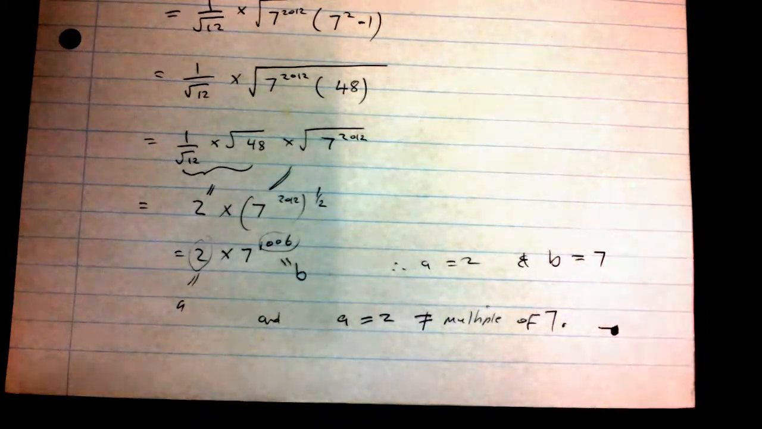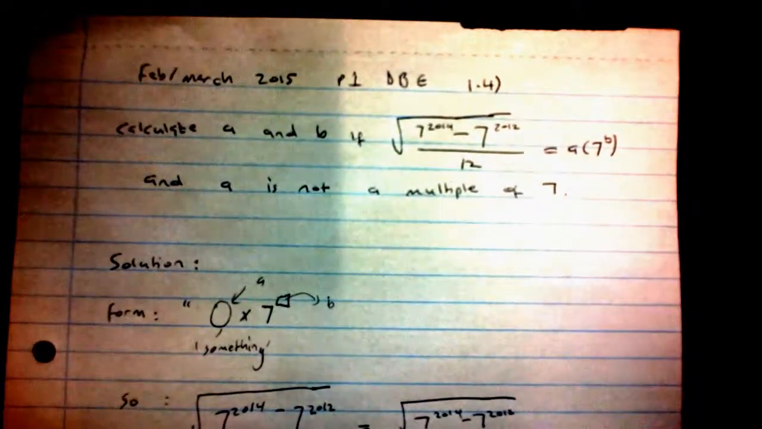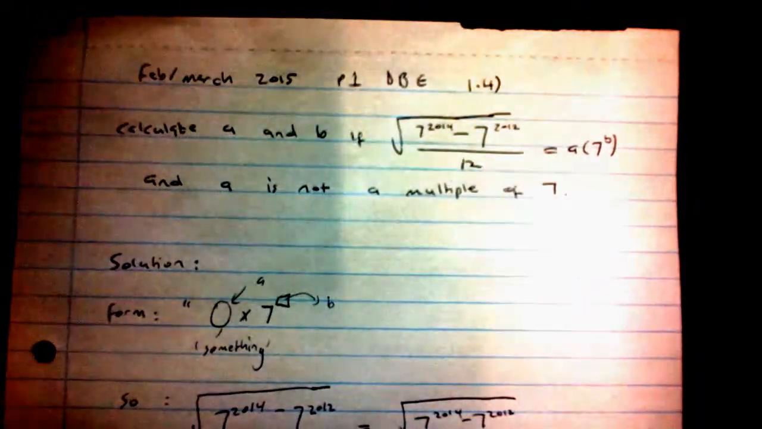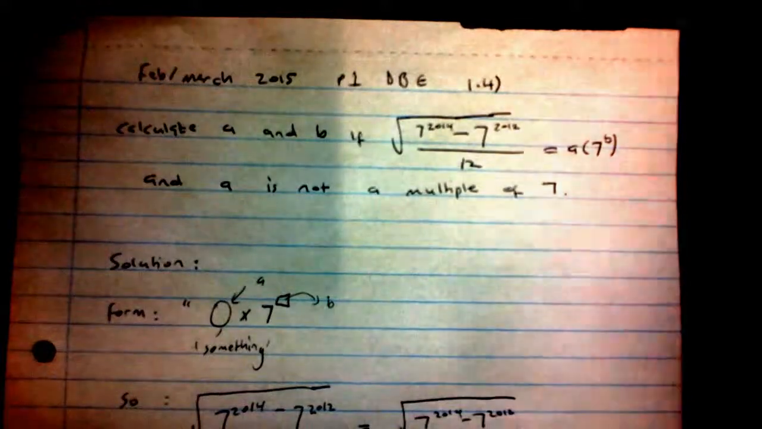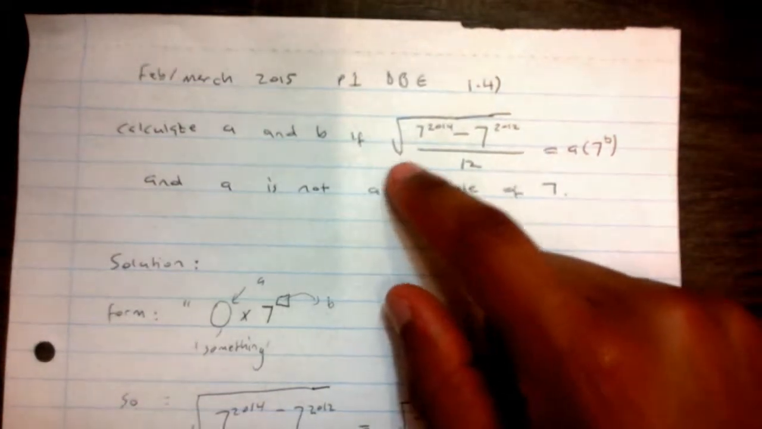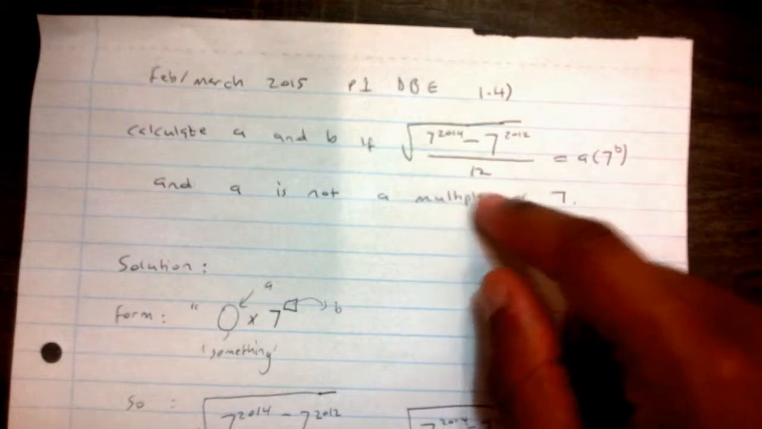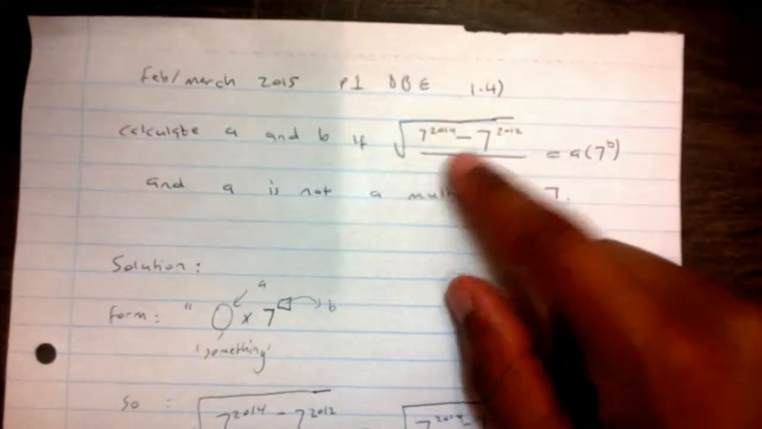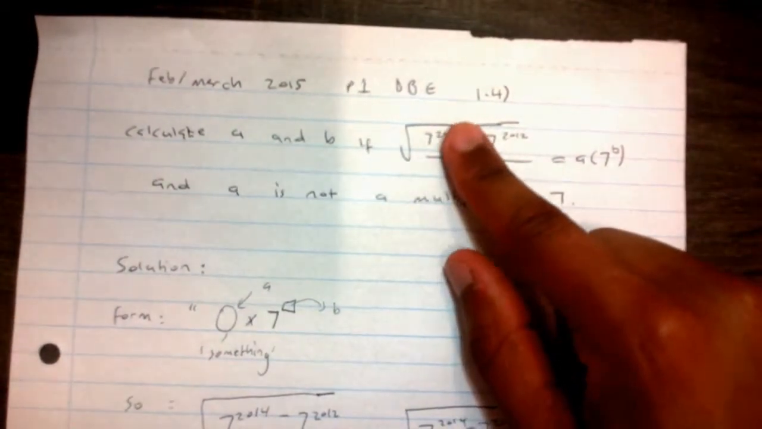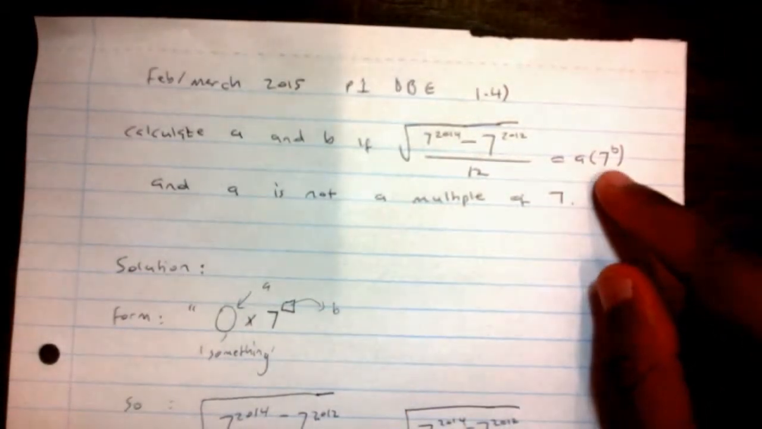So a quick review of what I did. You were given this expression and told to write it in a certain form. 7 to the power 2014 minus 7 to the power 2012 over 12, everything here is inside the root bracket. I should have made this longer. So now you have to write it in this form.